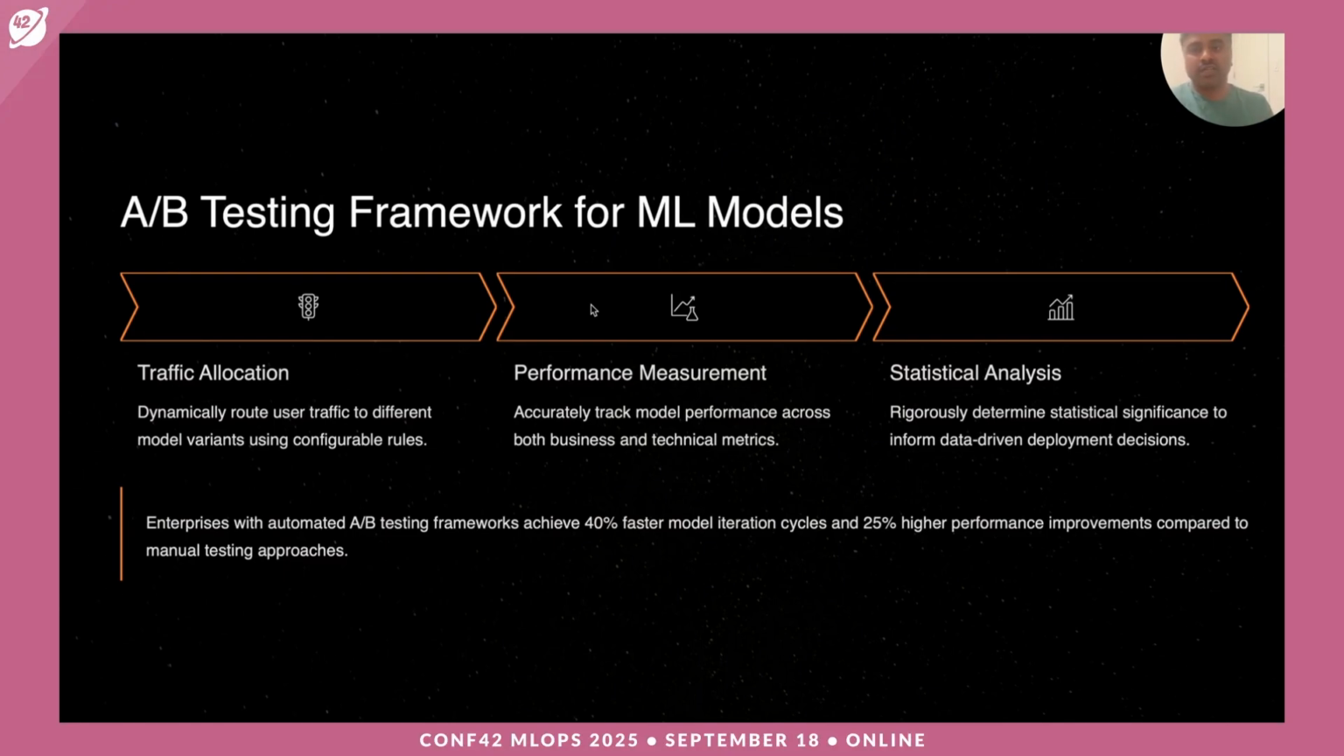Traffic allocation: dynamically route user traffic to model variants. Again, it could be configurable. Similarly, performance measurement: accurately track both business metrics and technical metrics. As I was talking about, latency and all those other things come under technical. Business is how the sentiment looks. Is it performing positive, negative, and all those user aspects of things, right? And the other thing is statistical analysis. Think about mostly data-driven deployment decisions, right? Rigorously having that analysis is also extremely useful in such systems.